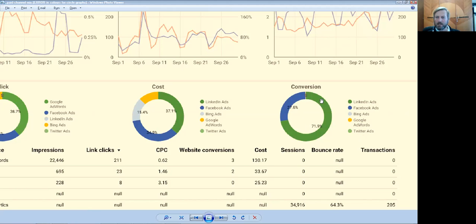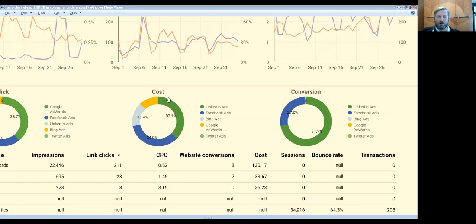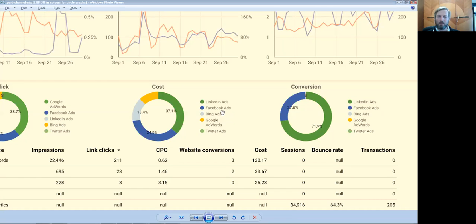You will see LinkedIn ads conversion, meaning most probably conversion can mean that the person actually buys something. It's not just that they click the ad, but that they go to my online store and actually buy something. So it's converting into a sale. LinkedIn has got 72% conversion, but the cost that we're spending is 37%. Whereas we spend very close to an equal amount on Facebook ads, 35%, but the conversion is only 27%.